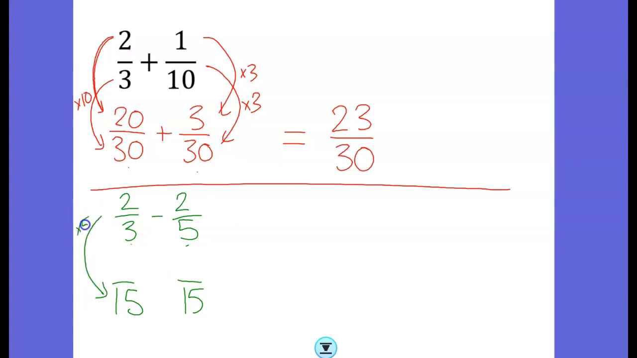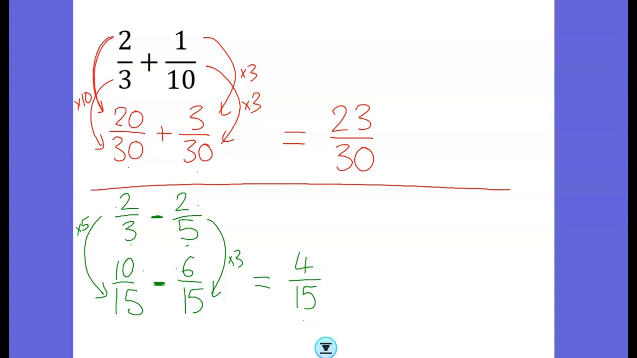Here, I've times by 5, so I do the same to the top. 2 times 5 is 10. Here, I've times by 3, so I do the same to the top. 2 times 3 is 6. Now this one I'm subtracting. You'll notice all of the steps were exactly the same until now. Instead of adding the tops, I take them away. 10 minus 6 is 4. And there's our answer. 15 on the bottom stays the same.